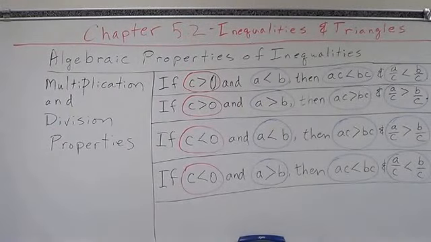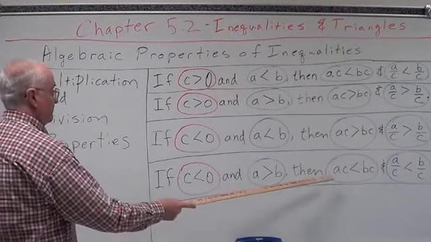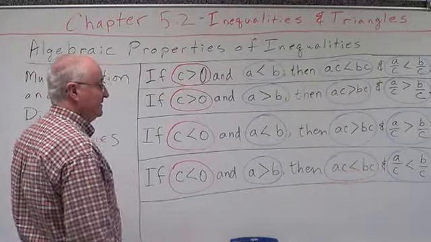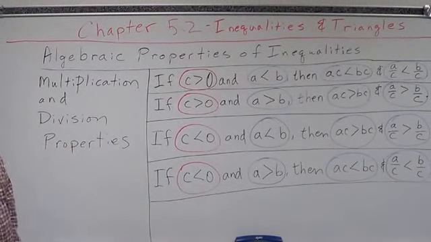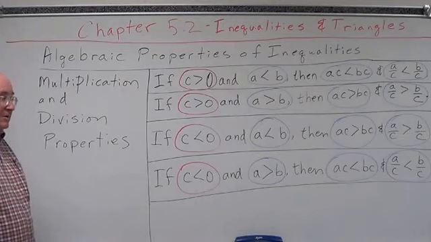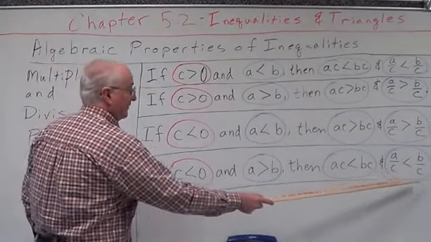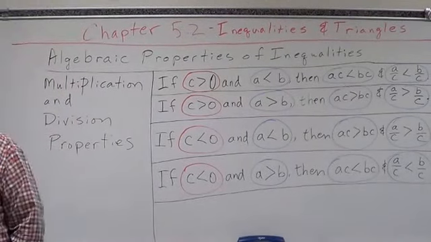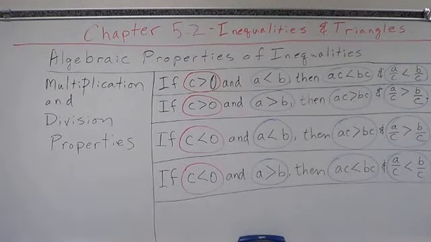Now notice that there is no property for C equals 0 for multiplication and division. Why? If we multiply 0 by A and 0 by B, we just get 0 is greater than 0, or 0 is less than 0. Can't make that happen. And we have no idea what division by 0 is. That number is totally undefined, just like slope is. Why? Because the slope of a vertical line is undefined. We don't know what it is, because you've got division by 0, there's no run.